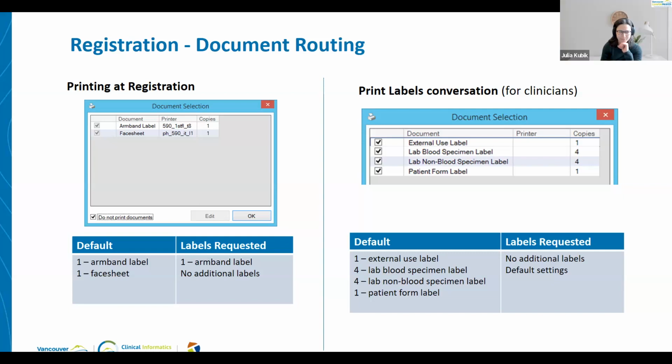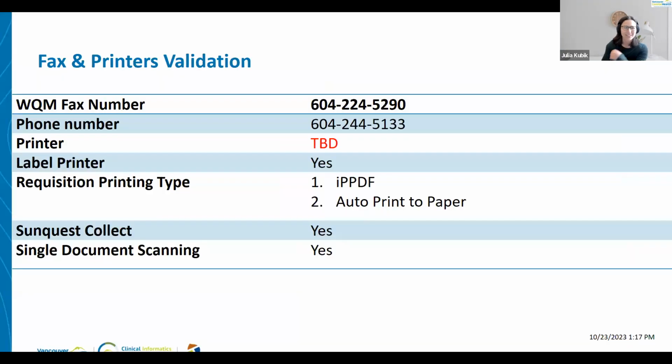Perfect. All right, if there are no other questions about labels and printing, we will move over to your faxes and printers. Here is your work queue monitor fax number, and I believe the plan was just to use your currently existing fax number, and this is your phone number. Just to confirm, these two numbers are correct. As a reminder, your work queue monitor is like your virtual fax. I believe the fax is 244 instead of 224. So it should be 244. Okay, perfect. Thank you. I'll make note of that to get that changed. And then the phone number looks okay? The phone number is 244-4133.